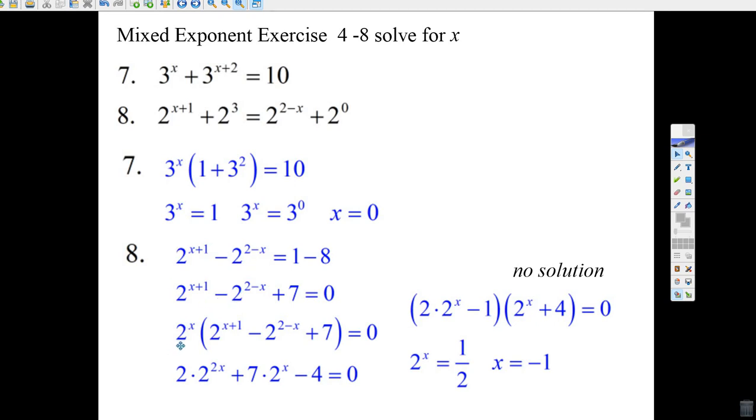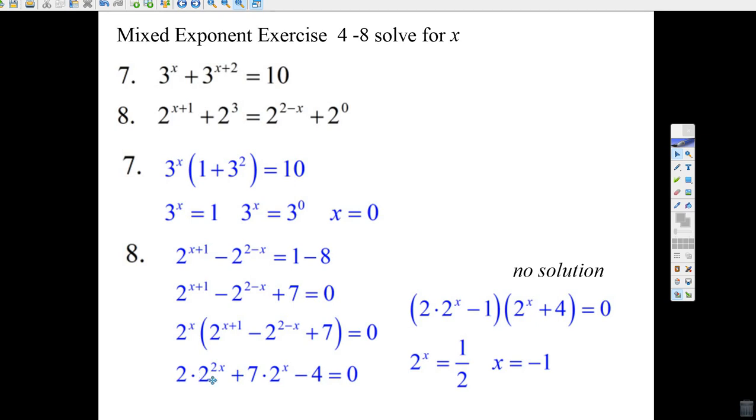Because if I multiply everything here by 2 to the x, watch what happens. 2 to the x times 2 to the x plus 1 is 2 times 2 to the 2x. 2 to the x times plus 7 is 7 times 2 to the x. Ooh, this is a quadratic thing happening here. Pretty strange. Now, 2 to the x times 2 to the minus x, that cancels. Just leaves me with 2 squared, which is minus 4.